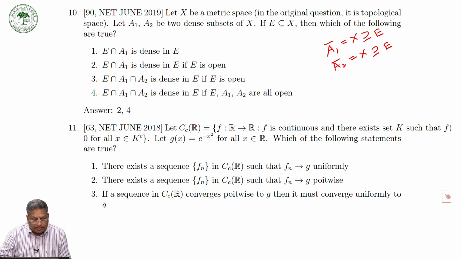The second one: E intersection A1 is dense in E if E is open. If E is open, then it may be dense. And E intersection A1 intersection A2 is dense in E if E is open. This may not be true. But E intersection A1 intersection A2 is dense in E if E, A1, A2 are all open. So this is true. This you can check.